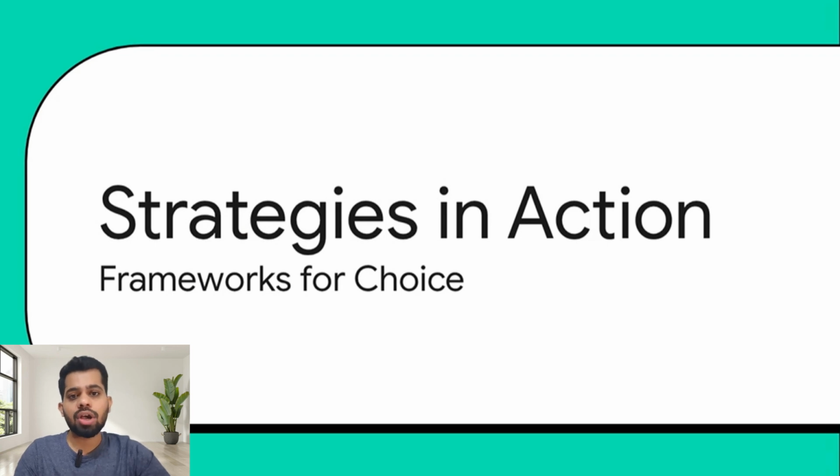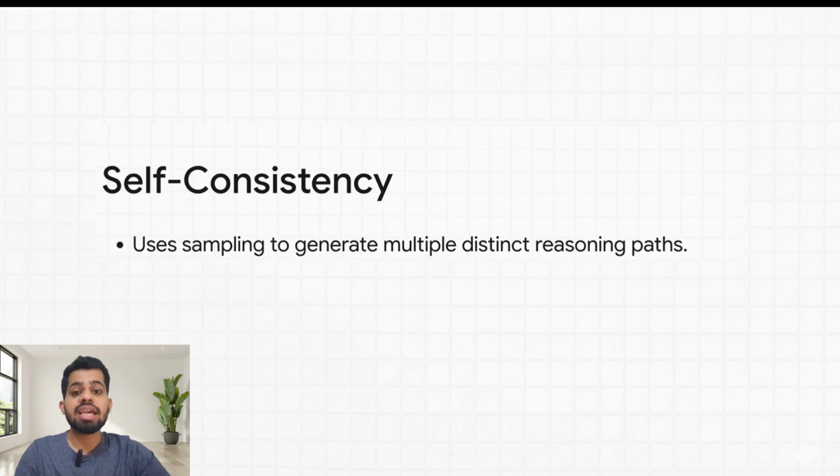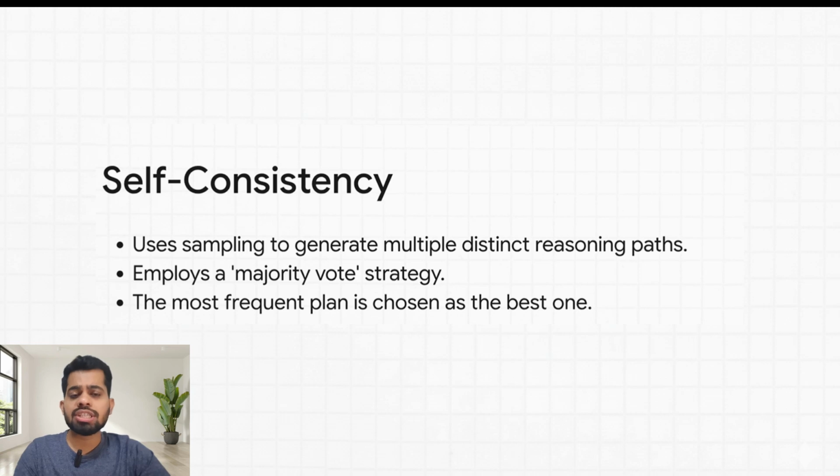Alright, the first framework we'll look at is called self-consistency. Imagine you ask a huge crowd of experts for their opinion. That's kind of what this does. The LLM generates many different ways to solve a problem and then it just takes a majority vote. Whichever plan pops up the most often is chosen as the most reliable one. It's as simple as that.